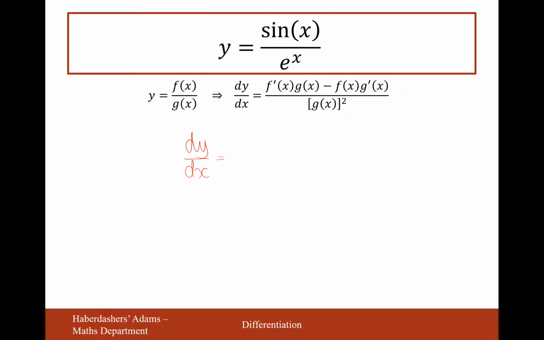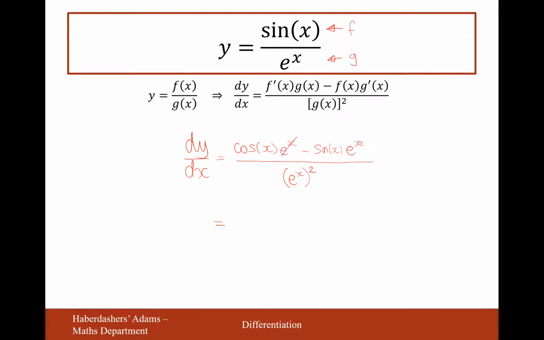What's really important about the quotient rule is you label the top one f and the bottom one g. Otherwise it won't work. So, the first thing in the quotient rule we do is we differentiate the f function. Sine differentiates to cos. Then we multiply it by the g function, that's e to the power of x. Then we subtract the f function in its original state, that's just sine x, multiplied by the derivative of the g function, that's e to the power of x. And that's all going to be over the denominator squared, that's e to the x, all squared.